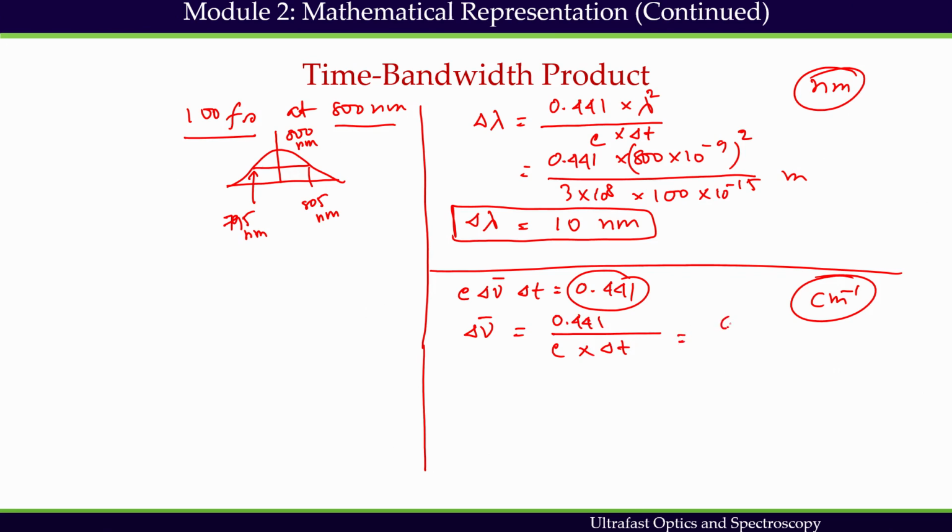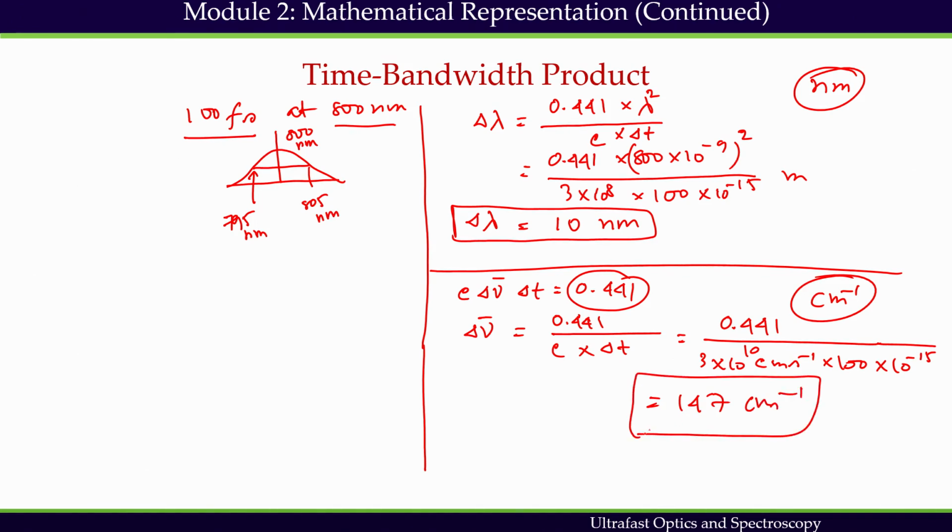We can plug in all the numbers, 0.441 divided by 3 into 10 to the power 10, here we are considering centimeter per second, into 100 femtosecond, 10 to the power minus 15 second. So what I get is 147 wave number. Please check that number with a calculator.